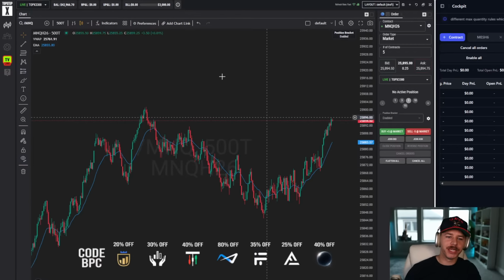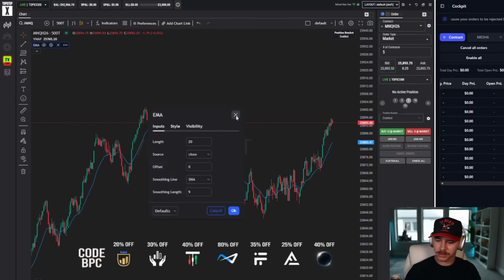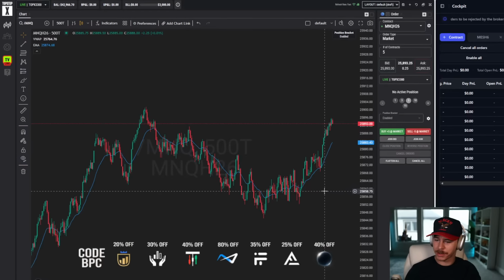Might be a good idea to use some EMAs today. If we're going to really be slow and controlled, kind of holding structure and moving higher all day, it might be a good idea to implement EMAs today. Take dip buys off your EMAs as long as we're respecting it.